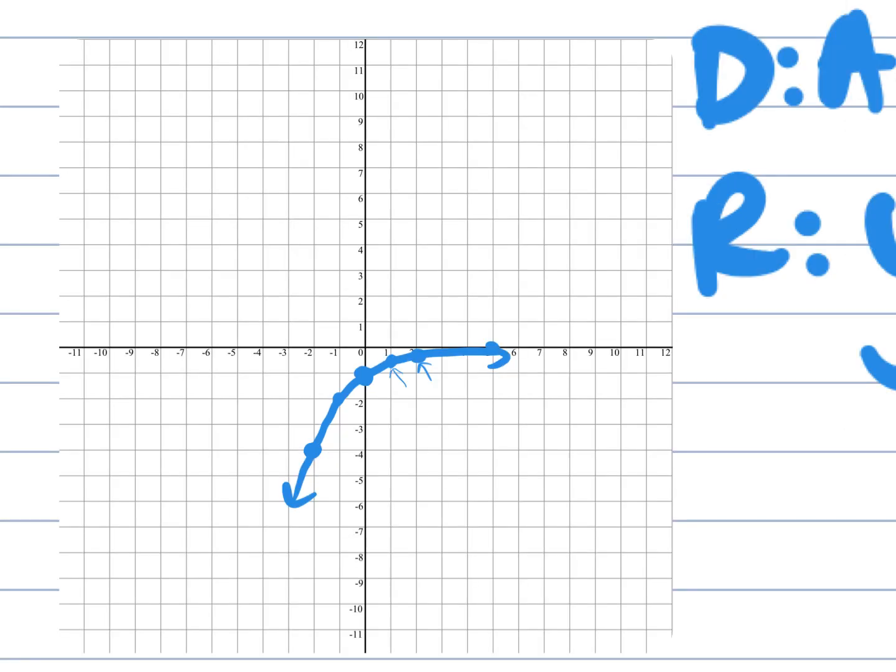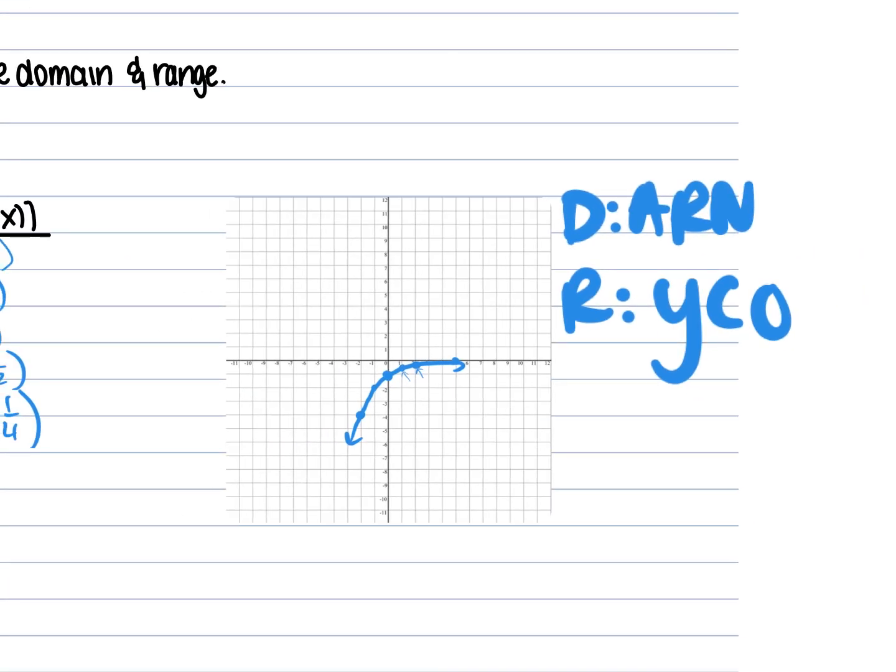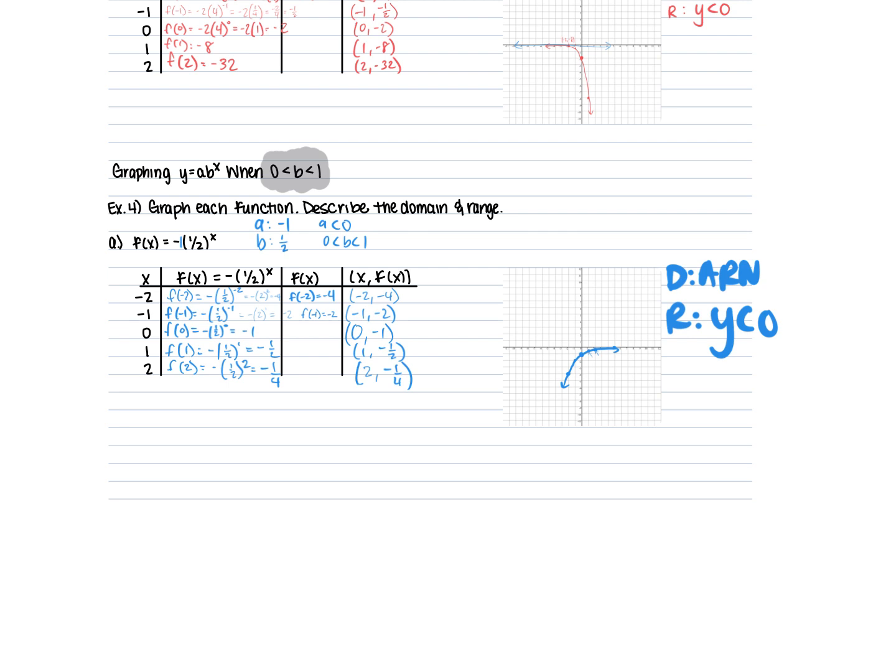So this is what your graph should have looked like. Your domain should have been all real numbers, and your y values for your range should have been less than 0. Any other questions on this example?